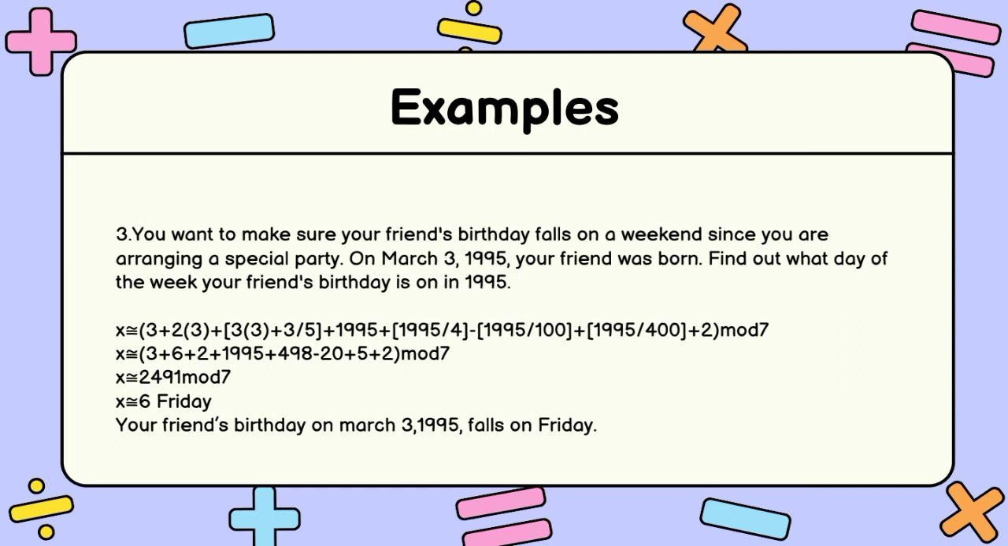And so the answer of this is x is congruent to 6. So 6 is Friday. So the conclusion is your friend's birthday on March 3, 1995 falls on Friday.